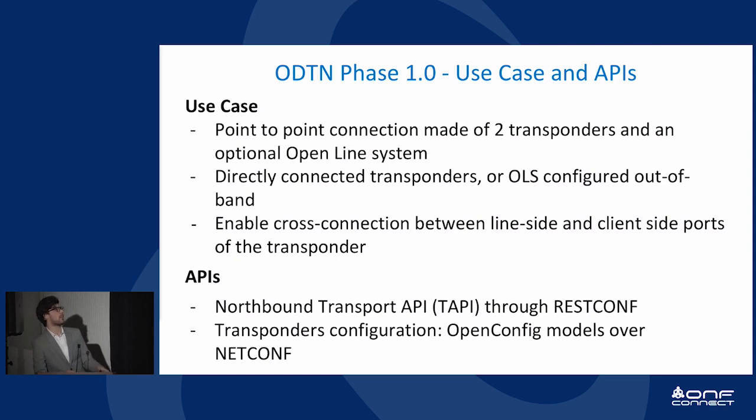Phase 1.0 enables a cross connection between a line side and a client side port of each transponder in the network, in order for the traffic to flow from the client side, which is connected to your data center, to the other client side, which is the other data center, the other end of your point-to-point connection. The APIs that we chose are the Transport API for the Northbound through RESTconf, and OpenConfig models over NetConf to the Southbound.